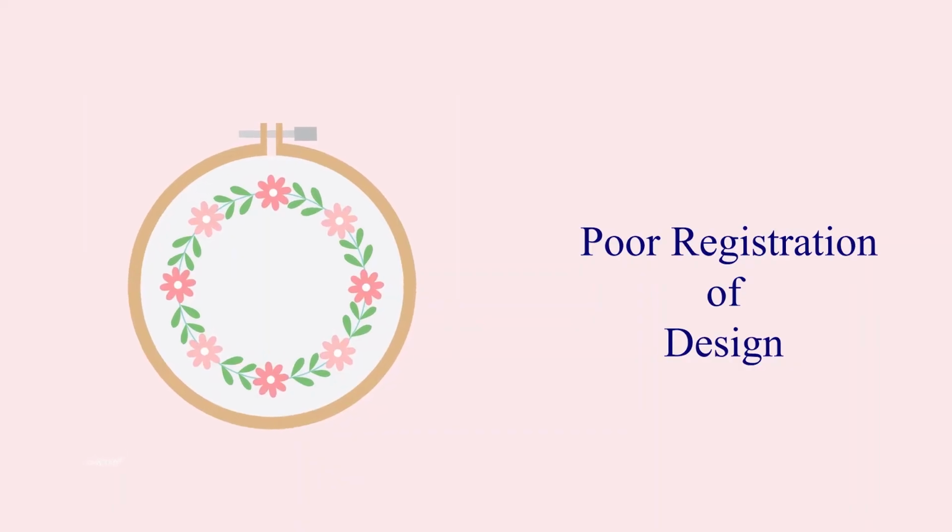The next defect that we are going to talk about is poor design registration. This happens when the tracing is not done properly or is very light. That is, the design has not been registered properly on the fabric. It can also happen if certain lines or parts of the motif are missed while tracing. This may result in incomplete or skipped stitches, hence an incomplete embroidery. So how to correct or prevent this?